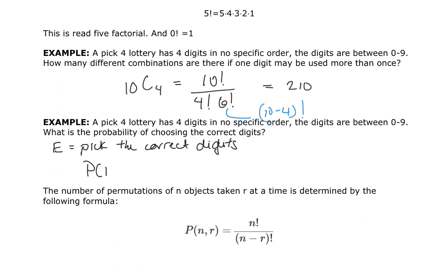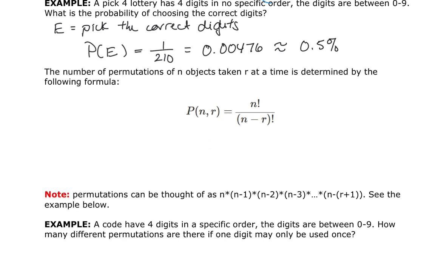So the probability of picking one correct combination would be 1 out of the total sample space, which is 210. In this case, the probability of winning a pick 4 lottery is 0.000476. So approximately 0.5% chance of winning a pick 4 lottery that has 4 digits where there's no specific order.